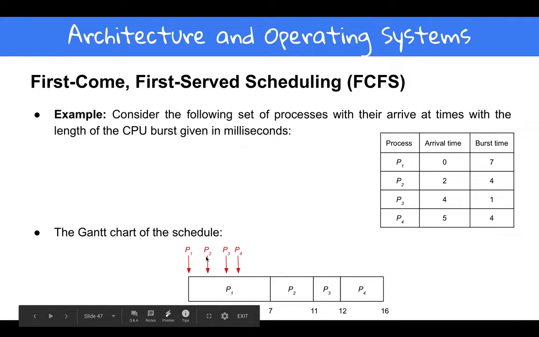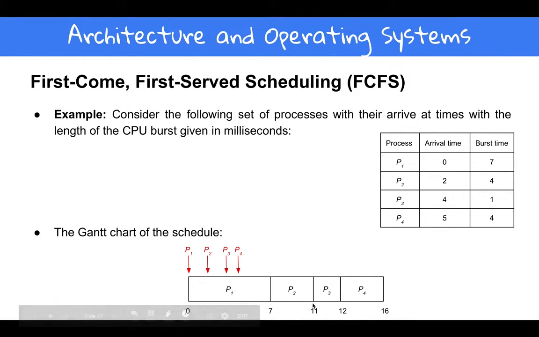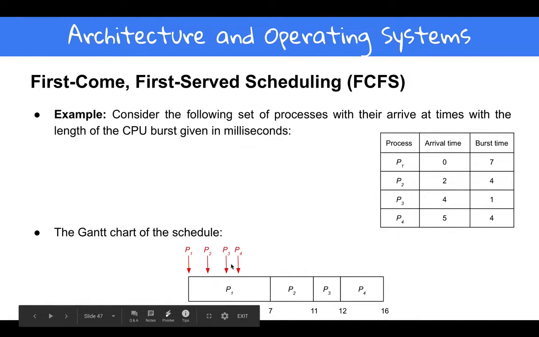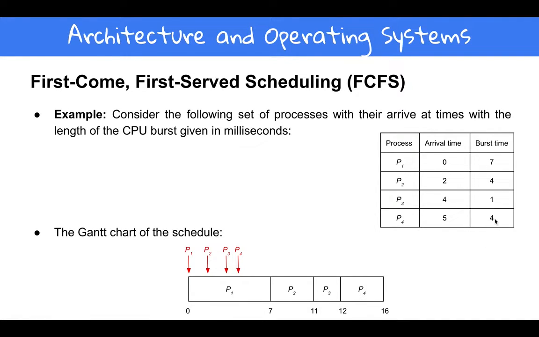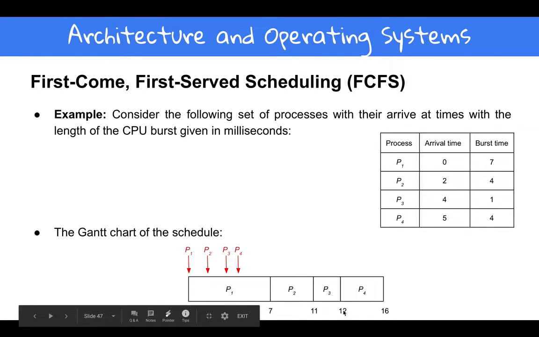P2 comes after that. How long will it take? 4. 4 plus 7, 11. So this is the exit time for the second one. P3, after P2, how long does it take? 1. 11 plus 1, 12. And the last one, P4, takes 4 milliseconds. 4 plus 12 is 16.